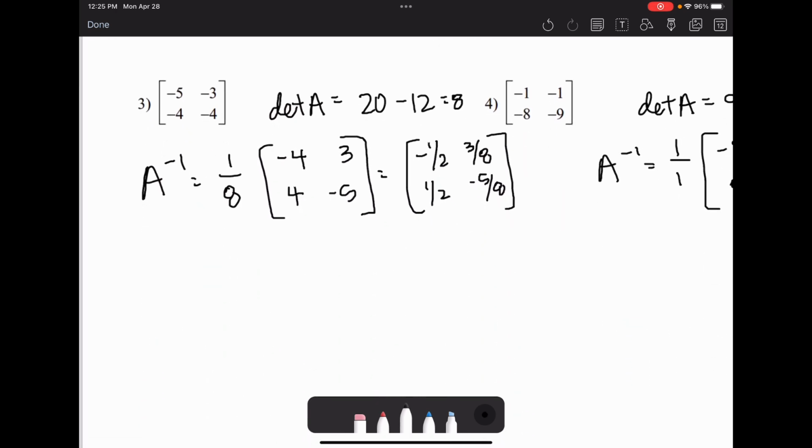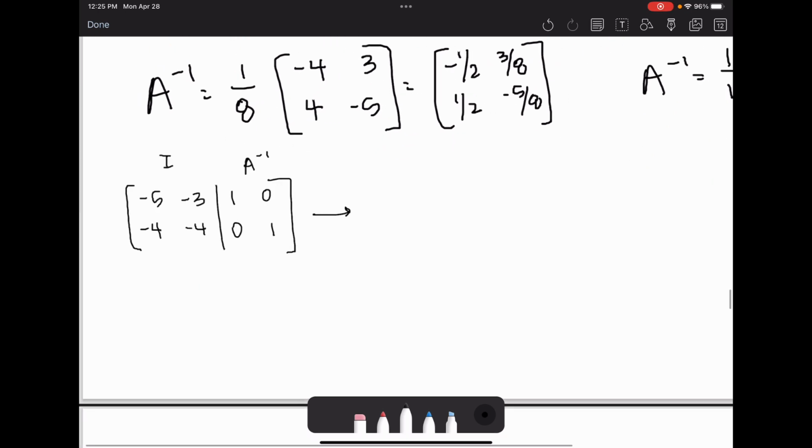the method where you augment it with the identity matrix. So you could do -5, -3, -4, -4, and augment it with the identity matrix and then do row operations to get it to be the identity matrix over here. And then this would be your inverse. And on this one, it doesn't take too many steps. So I'm just going to go through it.